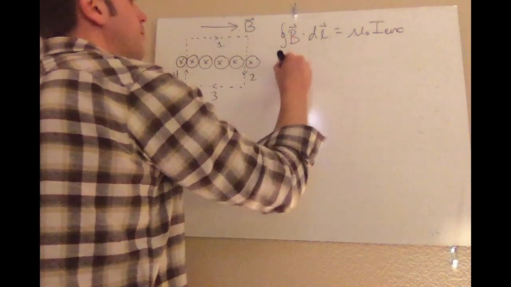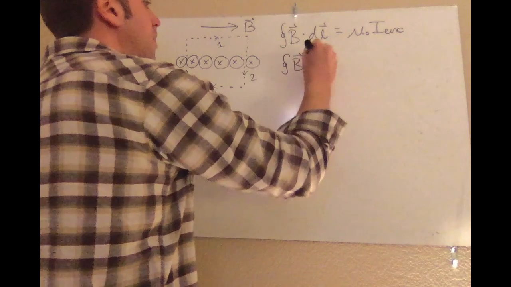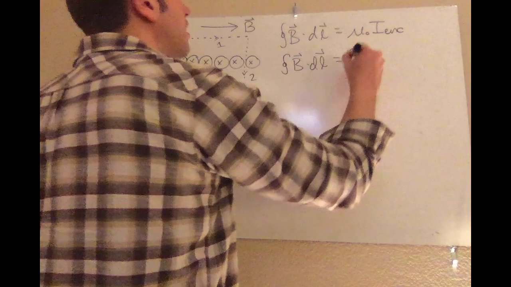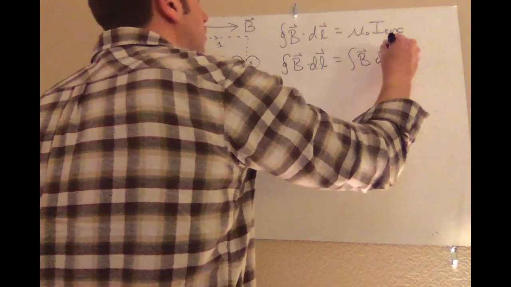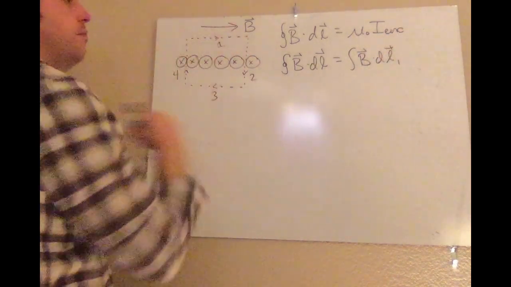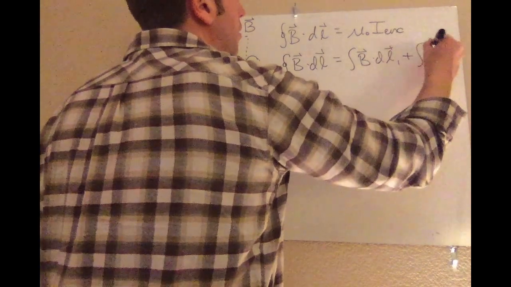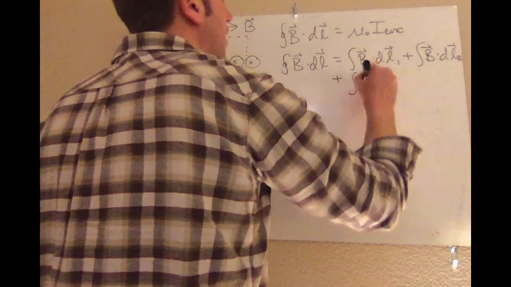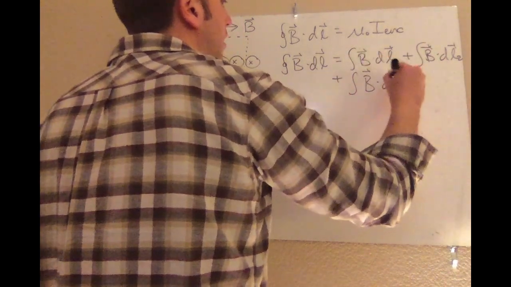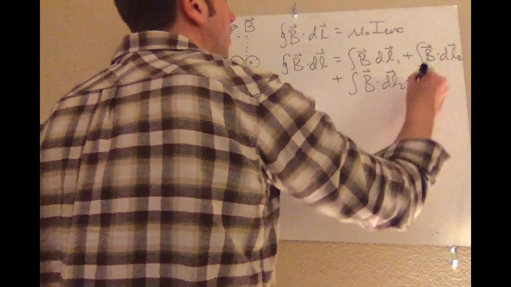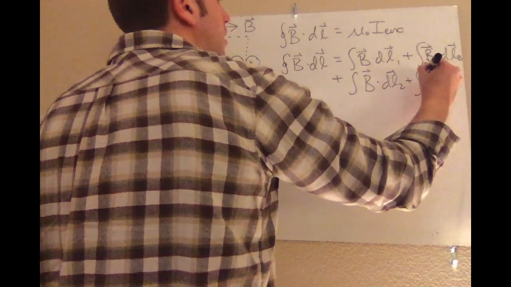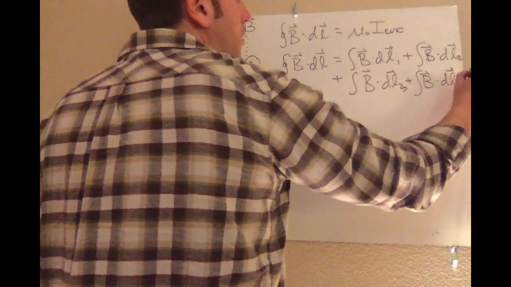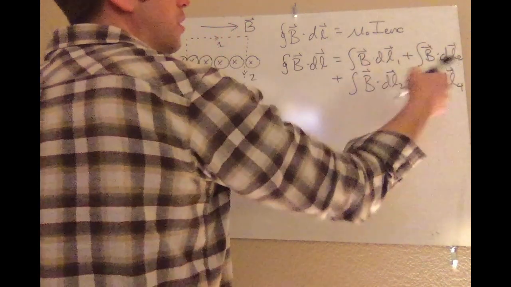So let's think about it. B dot dl for the entire loop can be broken into these 4 parts. We have B dot dl for the first path, that's this one, as well as for the second path, and then the third and the fourth path. Okay, that looks like a lot, but most of these are going to 0, and I'll show you why. So we have B dot dl 1, 2, 3, and 4.